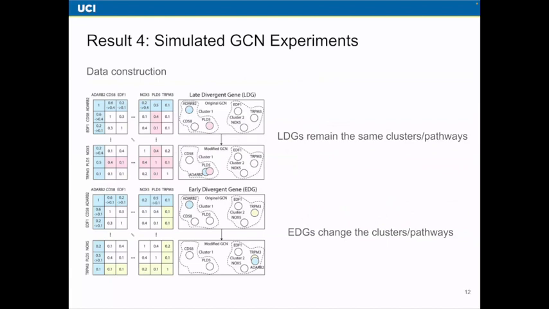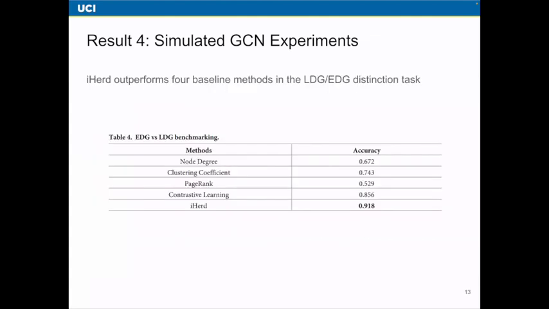To prove the effectiveness, we also did a simulated GCN experiment. Here we mainly focus on the LDG and the EDG classification task. LDG means late divergent gene, which shows some changes from control to disease, but it does not change the pathway. EDG means early divergent gene, which shows changes from control to disease, and it also changes the pathway. So we also did some simulation here, and table 4 shows the result.